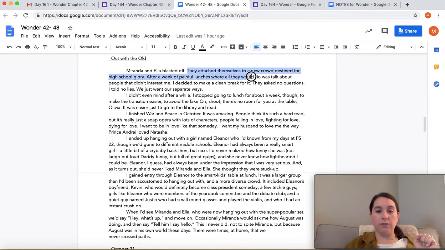They attached themselves to a new crowd destined for high school glory. And that at lunch, they didn't talk about anybody that interested her. So the cause was that they did not have the same interests. The effect is that they're no longer friends at school. All right, let's keep going.